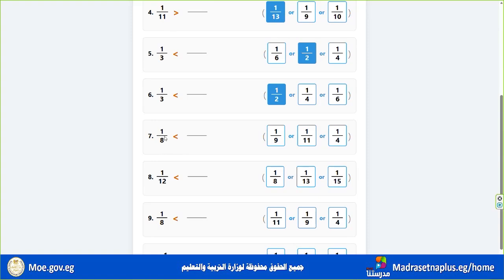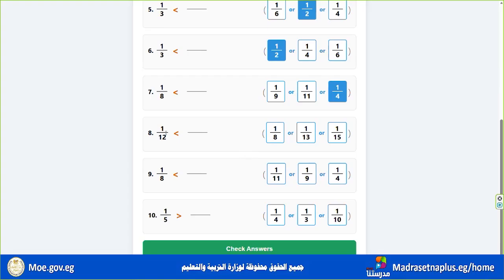1/8 is less than 1/9, 1/11, or 1/4? Yes, smaller than 1/4. 1/12 is smaller than 1/8, but greater than 1/13 and 1/15. 1/8 is smaller than 1/7, 1/6, 1/5, 1/4, 1/3, 1/2, but greater than 1/9, 1/10, 1/11, 1/12, and so on. So 1/8 is smaller than 1/4.